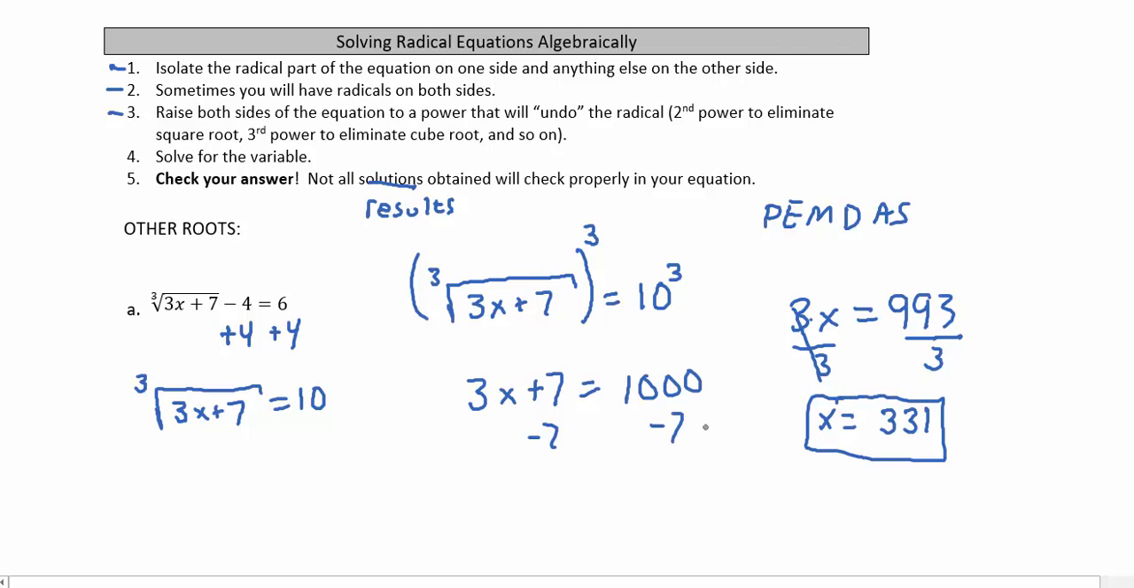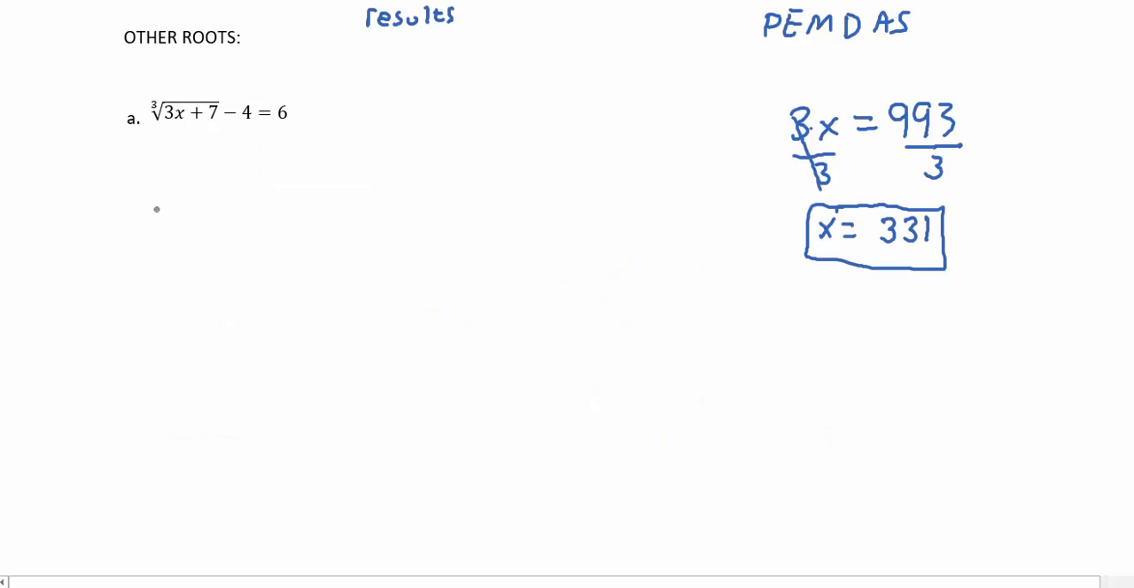I believe it's a solution. So back over here, I'm going to write out my entire original equation, cube root, 3 times x. I'm suggesting that x should be 331 to make this equation a true statement. Now we have to be careful, the subtract 4 is on the outside of the radical. So here I am just checking my solution.